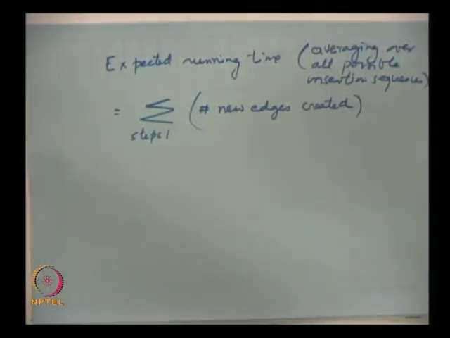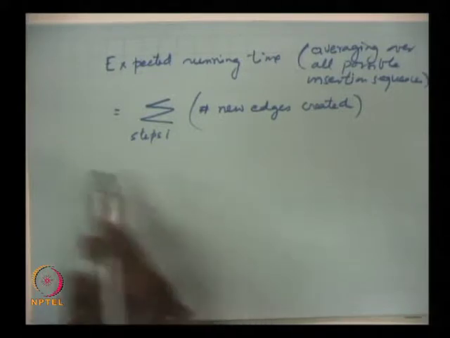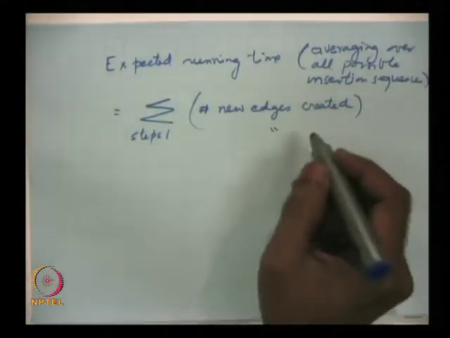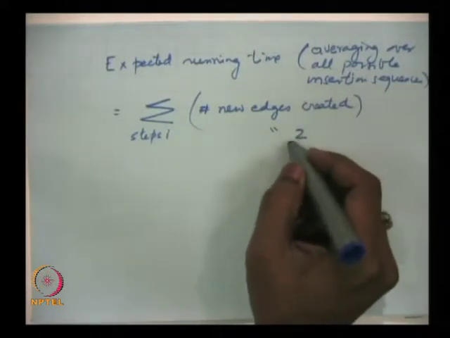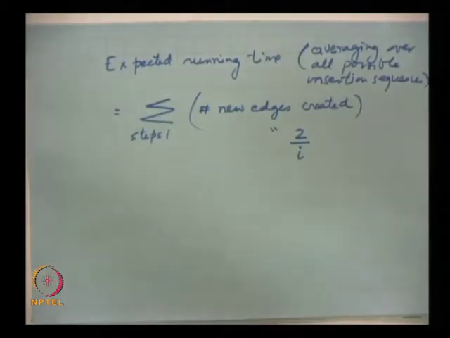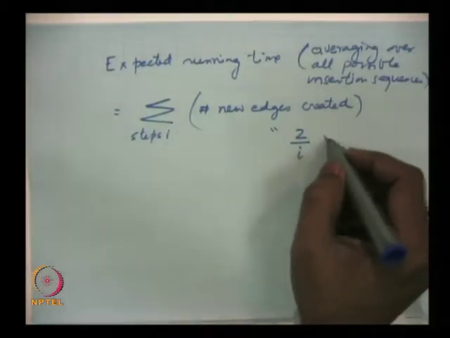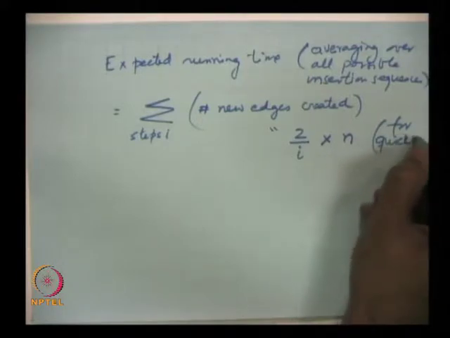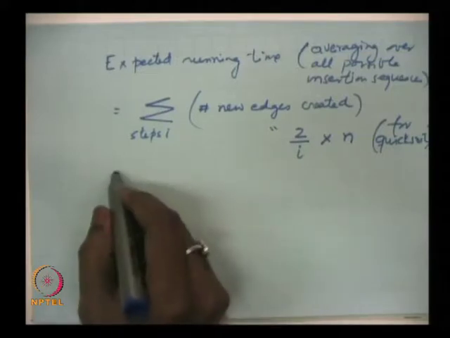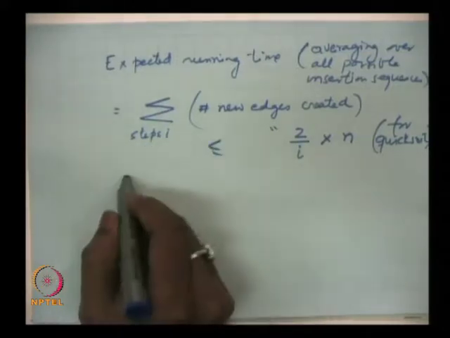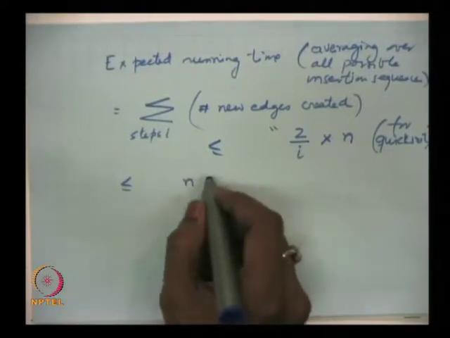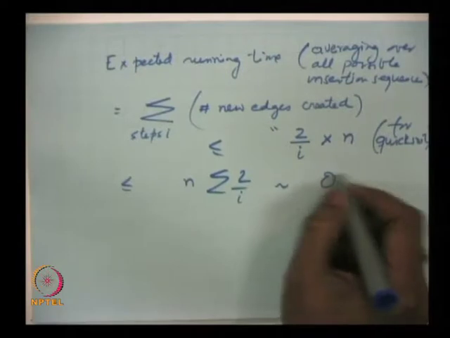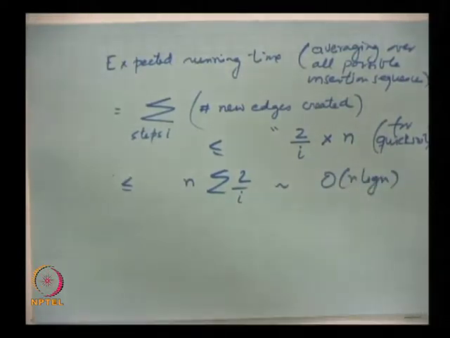Last time, in the case of quicksort, we argued that this quantity was something like 2 over i for each object, right? And since there are n objects, we argued rigorously for quicksort, so this was bounded by this quantity, and therefore the whole thing was bounded by n times 2 over i, roughly about n log n. So this was how we concluded the analysis of quicksort.